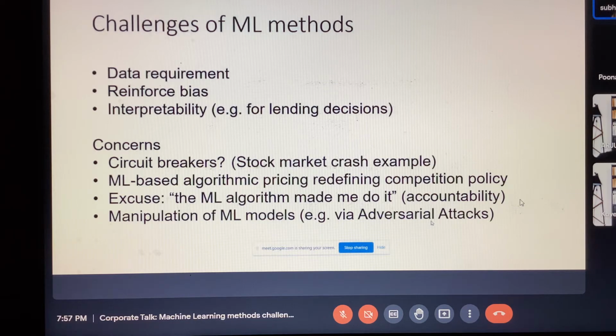Now, of course, there are circuit breakers, but there was a time when there were examples of stock market crashes too. And then concerns, because if you have algorithmic pricing, machine learning based, AI based algorithmic pricing, people are pricing based on algorithms. Think about pricing, for example, airline pricing. Earlier, many years back, decades back, Air India would have fixed prices. So 5,000 rupees for going from Delhi to Mumbai, something like that, fixed prices. Then things changed.